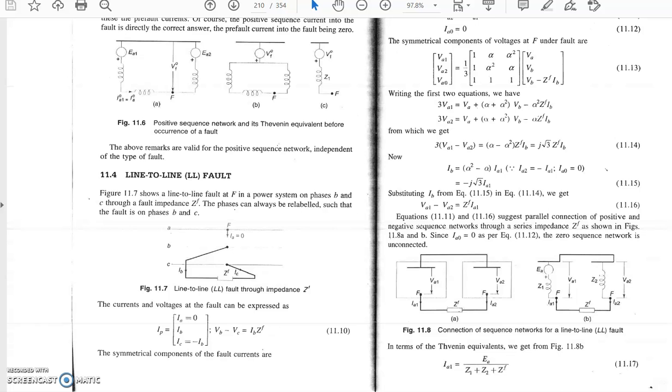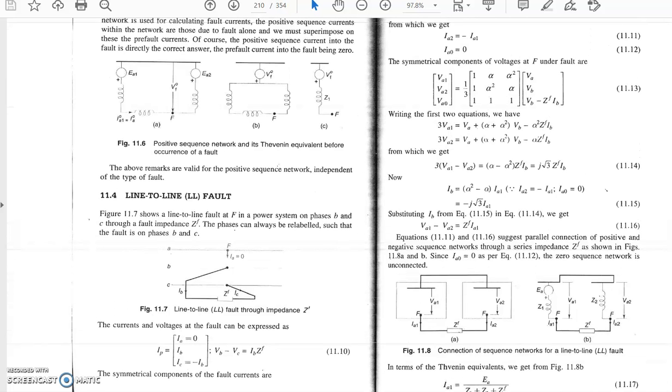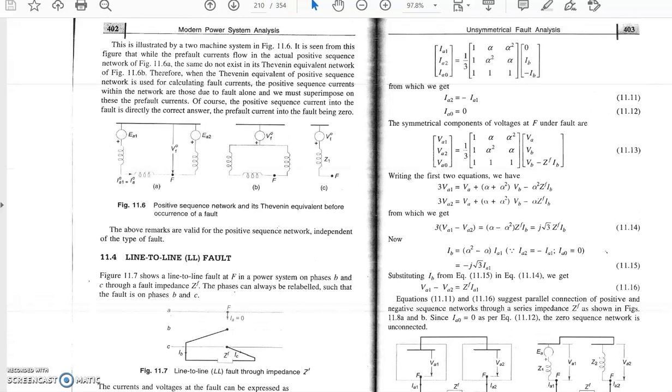Then what is the third step? The third step is that from the given condition we have to write the sequence component of current and voltage, or we have to draw the relation between the sequence component and phase component of current and voltage. So IA1, IA2, IA0 we know will equal 1 by 3 of the matrix [1 1 1; 1 alpha alpha square; 1 alpha square alpha] times IA, IB and IC. IA equals 0, IB equals IB, and IC equals minus IB. If we solve this matrix, then IA2 equals minus IA1 and IA0 equals 0.